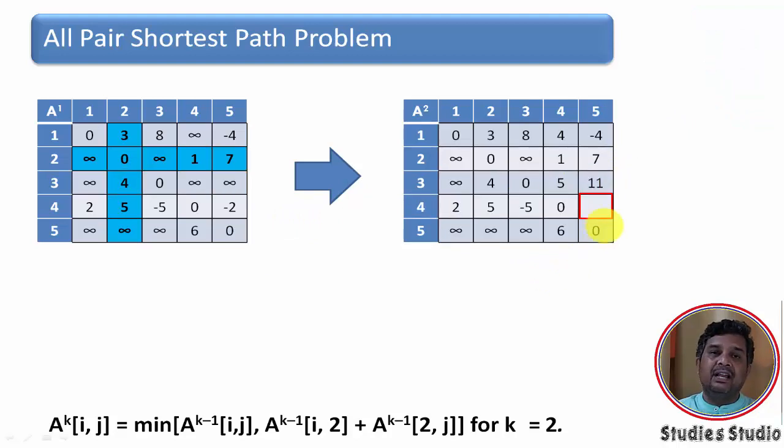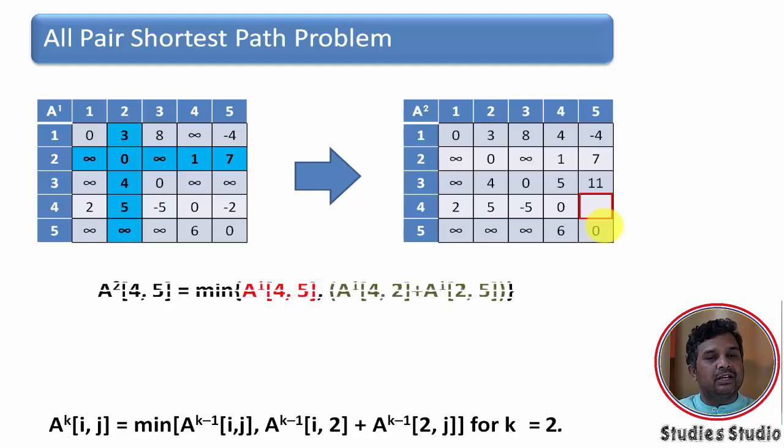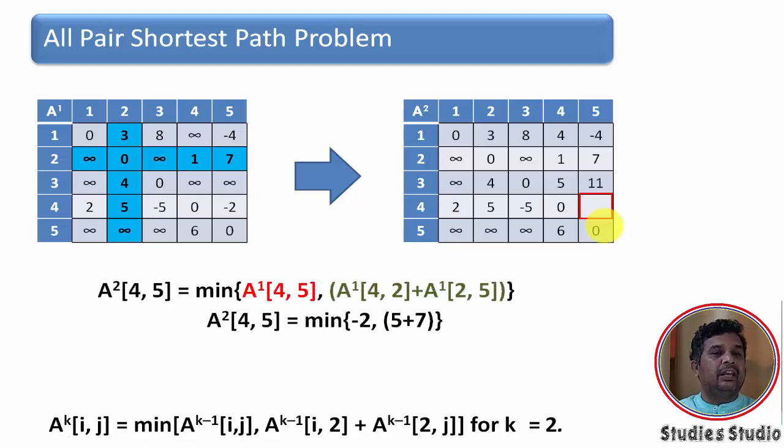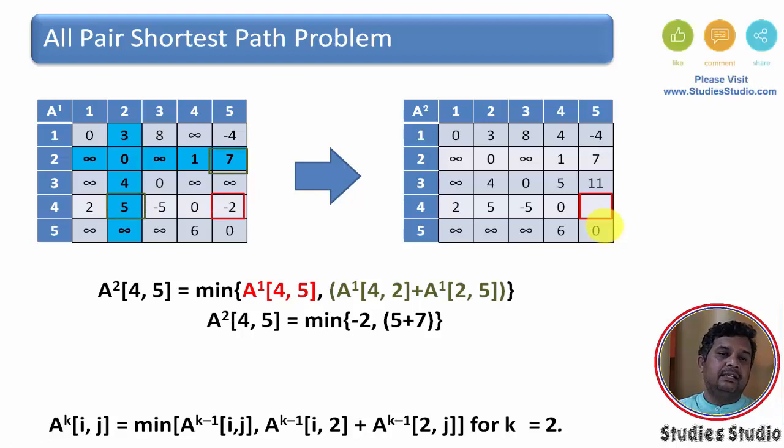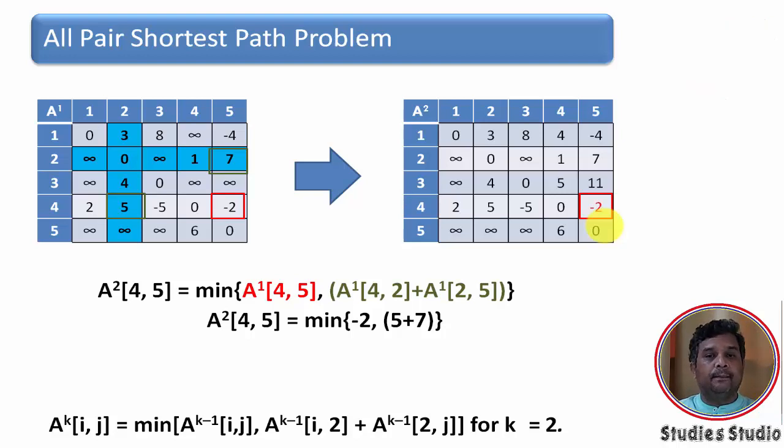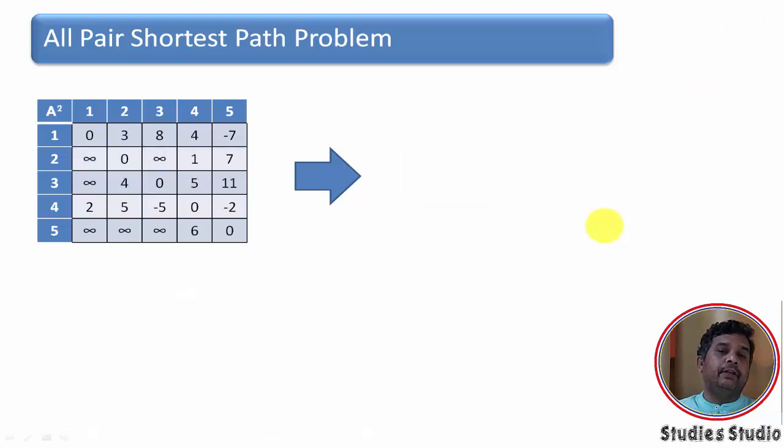And the next cell which is empty is 4, 5. The 4, 5 location I am having -2. And if I project it to the fixed row and fixed column, I am getting 5 and 7. The sum of these two is 11, and the other is -2. Which one is smaller? I am getting -2 here. So I got the value of A2.